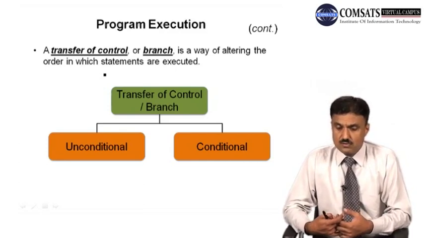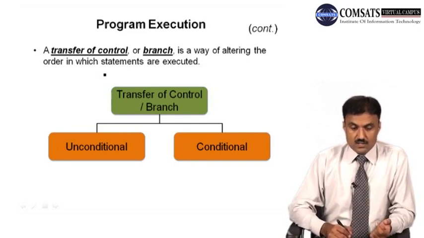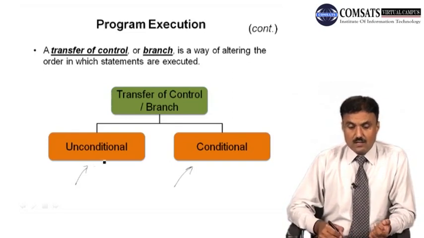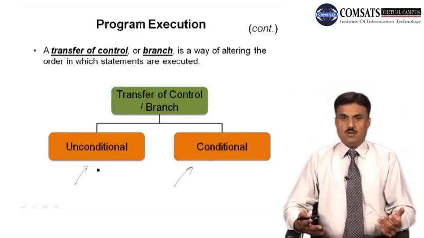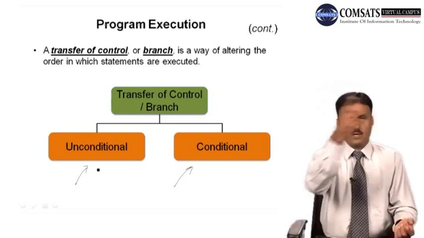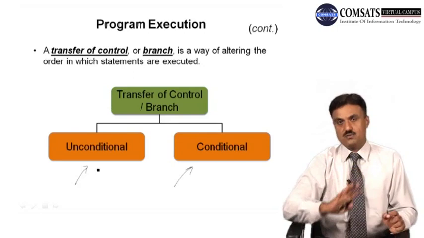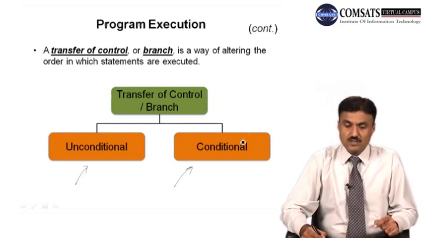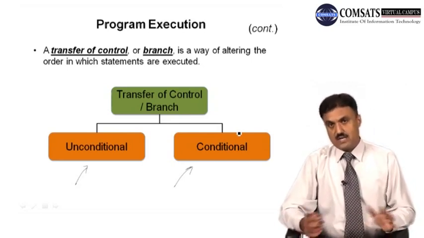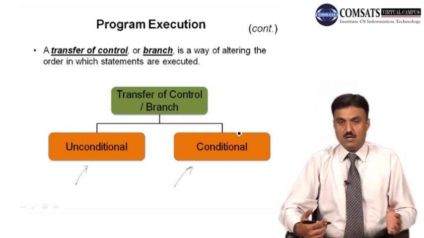So for transfer of control or branch, there are two types: unconditional and conditional. In unconditional, they transfer control whatever the logic is. When the program comes to that instruction, it just transfers control. In conditional, they transfer control based on some condition, as we discussed. If the value is less than 0, if the value is greater than 0, if the value is less than another value, or so on.